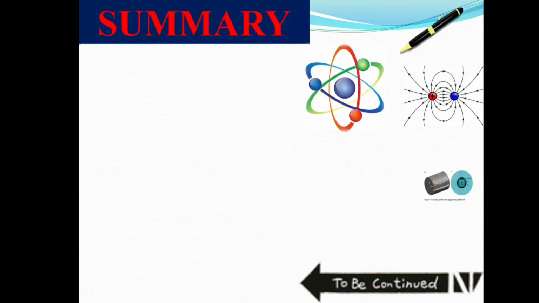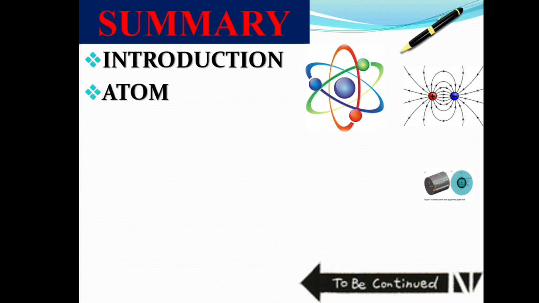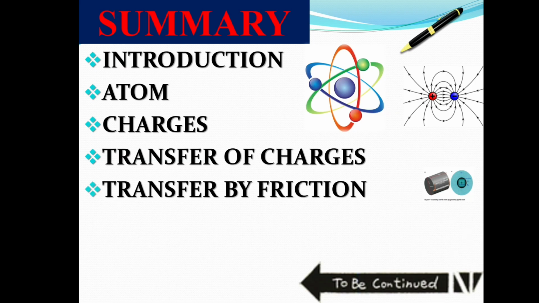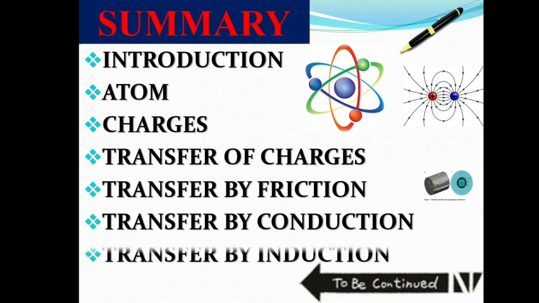Summary of the video: we discussed the introduction, we saw what an atom is, we discussed charges and types of charges, and finally we discussed the transfer of charges. So how does it take place? It takes place in three different ways: transfer by friction, transfer by conduction, and transfer by induction. This is to be continued.